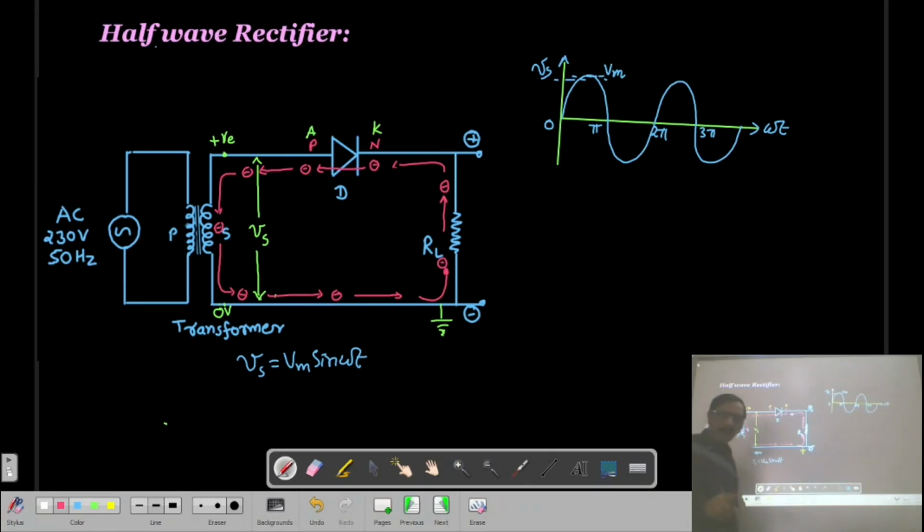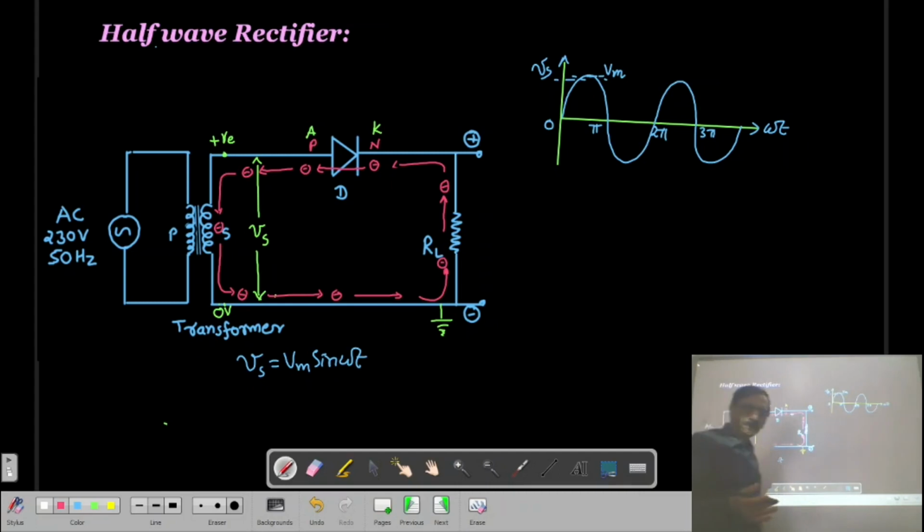Again, when the diode is in forward bias, then whatever the electrons are in an n-type material, they will cross the junction coming to the p-type material, then come out from the diode, enter into the secondary of the transformer, then enter into the load resistance RL and again come back to the diode. So this is the flow of an electron when we have a positive cycle of the AC voltage.